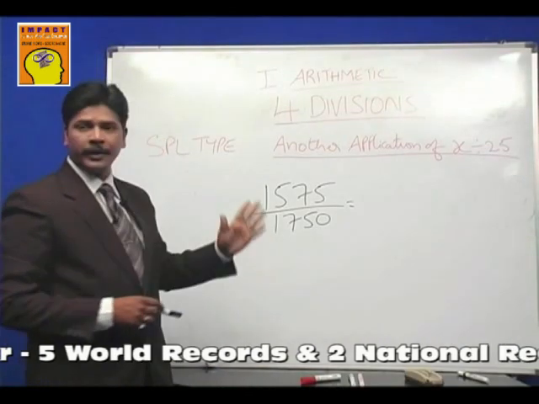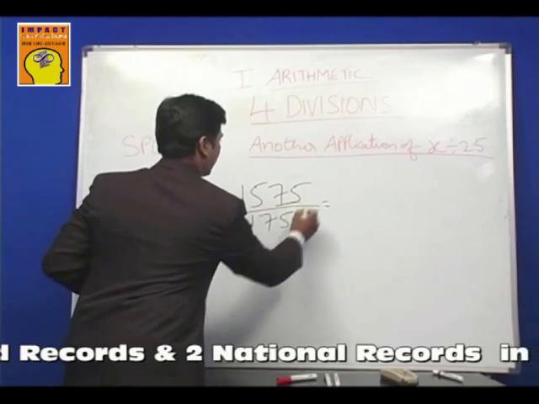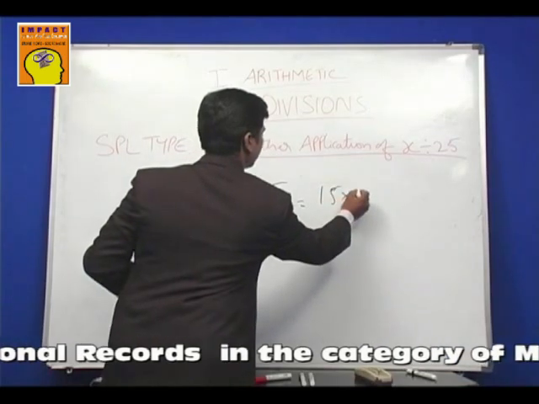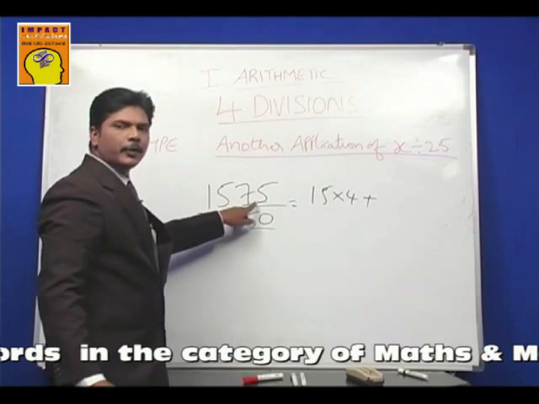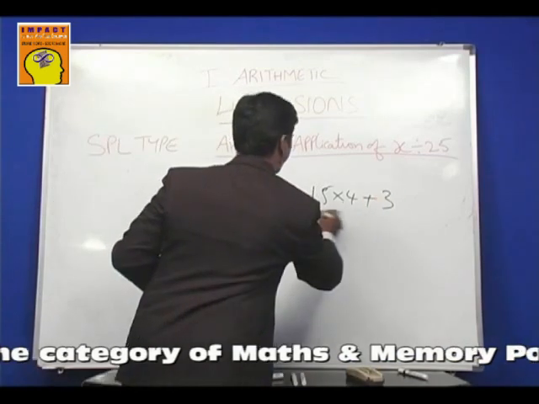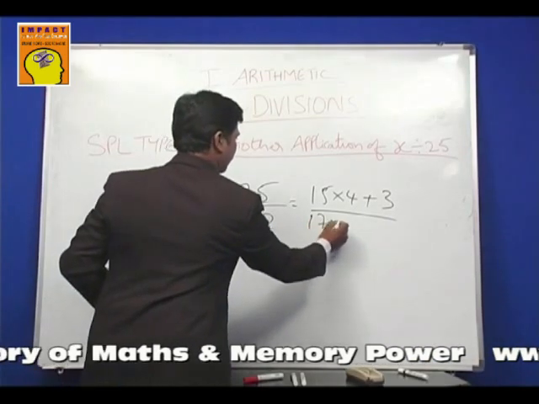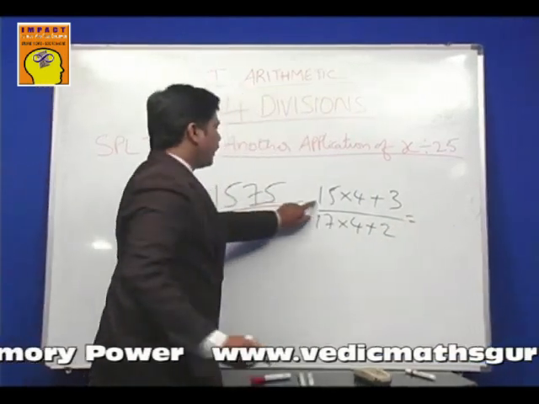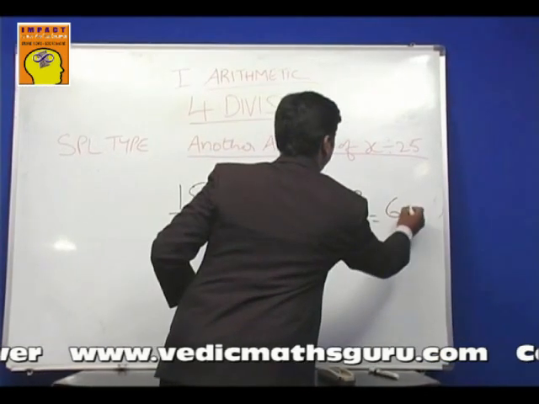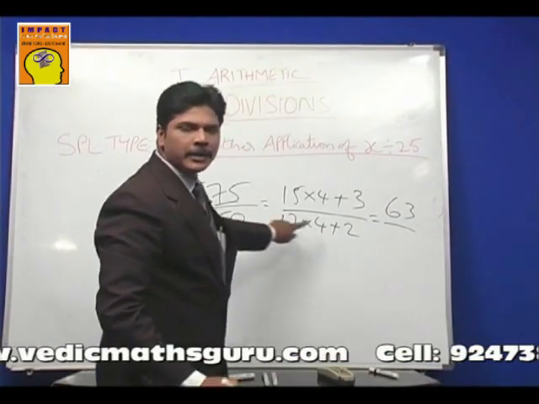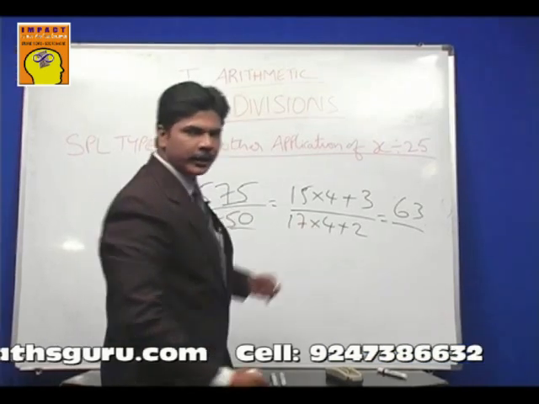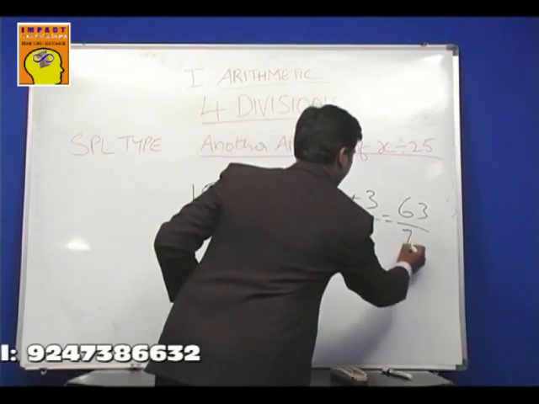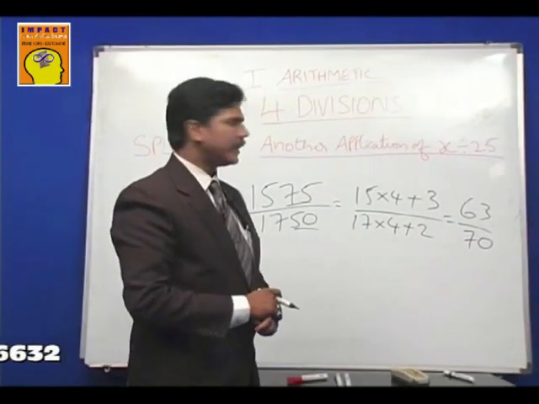Now let's extend this to even bigger numbers. Underline the last two digits, and take the other numbers. Now multiply 15 times 4 plus how many 25s in 75? There are 3 25s, by 17 times 4 plus how many 25s in 50? There are 2. Come on, simplify it. 15 times 4 is 60. 60 plus 3 is 63, by 17 times 4, which is 68. 68 plus 2, you get 70. That's the final answer, 63 by 70.